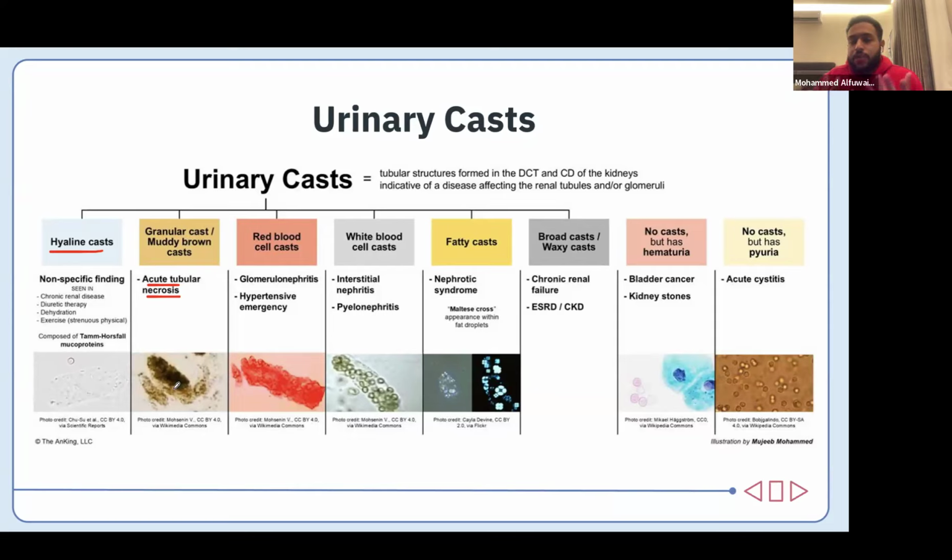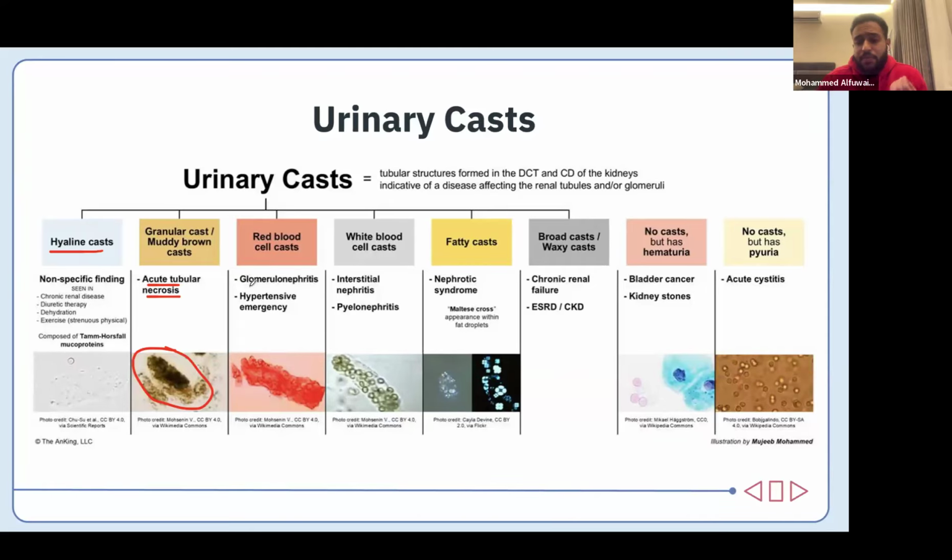What is granular cast or muddy brown cast? Necrotic tubular cells. What happens if it goes through necrosis? It gets sloughed off into the lumen of the tubules. So what's going to happen is it's going to push away into the urine and it's going to appear as these granular casts.